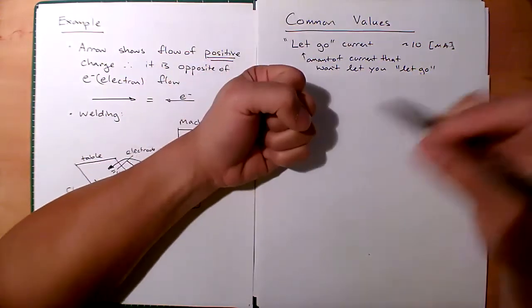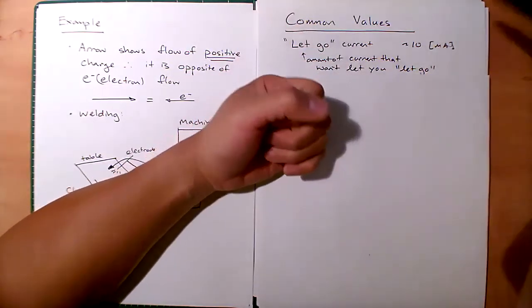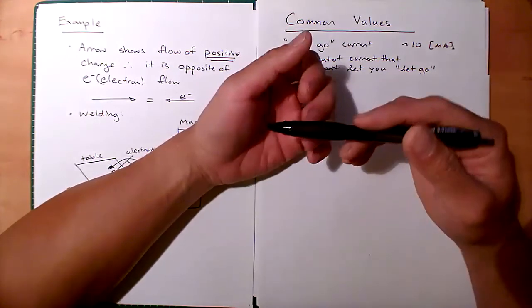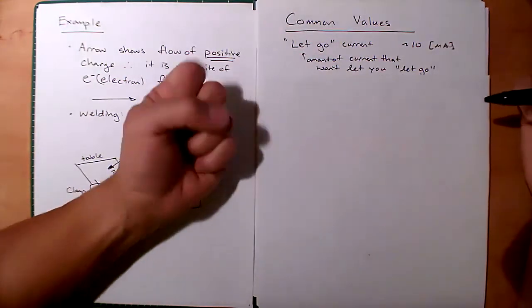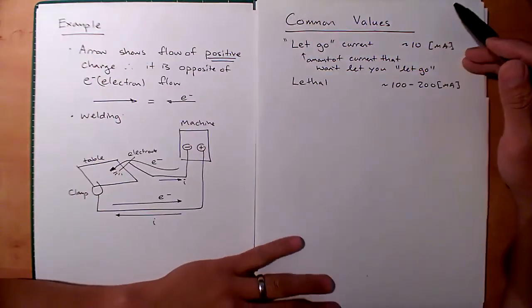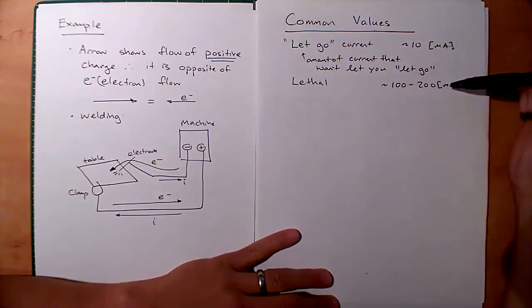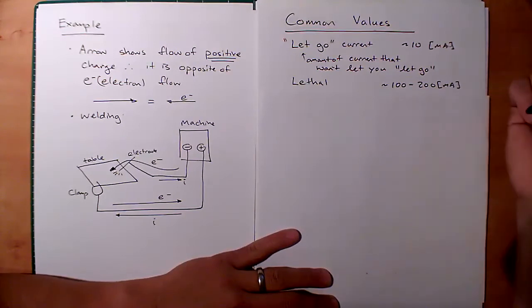And why? Well, our muscles respond to electrical signals. So when you have 10 milliamps or more of electrical signal running through your hands, it's overriding the electrical signal from your brain going to your muscles. You don't get to command that muscle anymore. Okay, lethal. Doesn't take much: 100 to 200 milliamps, that's 0.1 to 0.2 amps. That will kill you, especially if that goes through your heart.